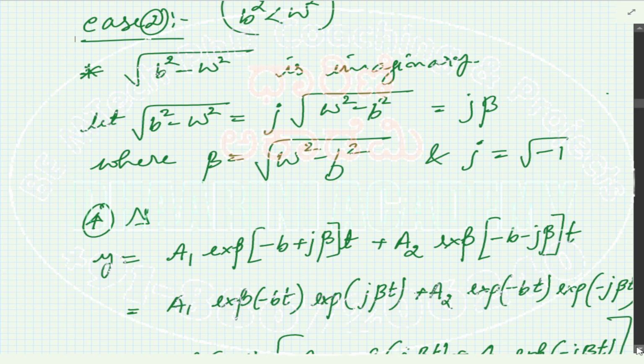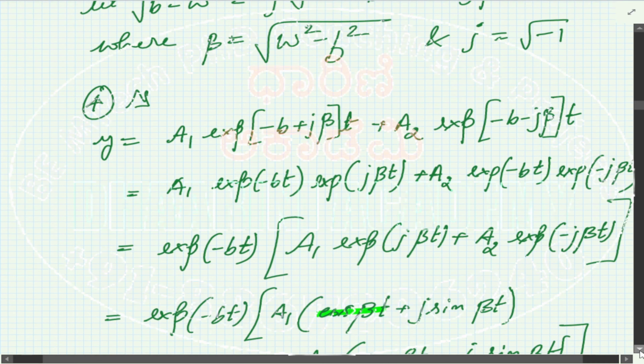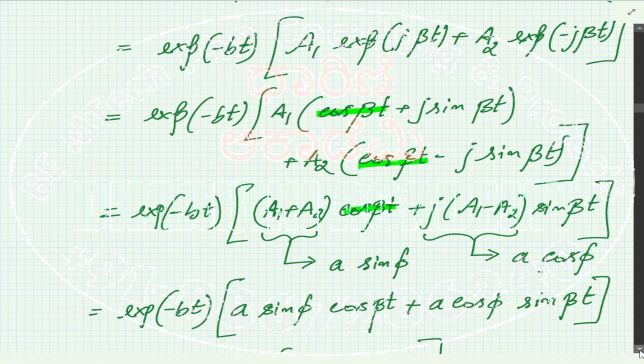So next, we take e to the power minus bt, which is common on both sides, as common. So you can see that e to the power, that is exponential of minus bt, into the remaining terms: a1 we can write as a1 cos bt plus j sin bt, and we have a2 into cos bt minus j sin bt.